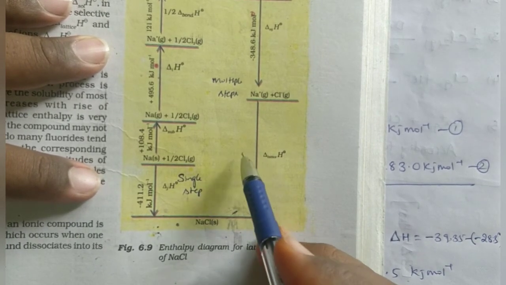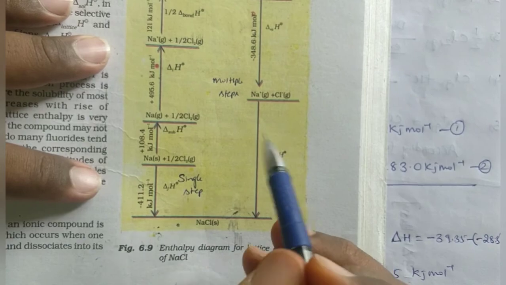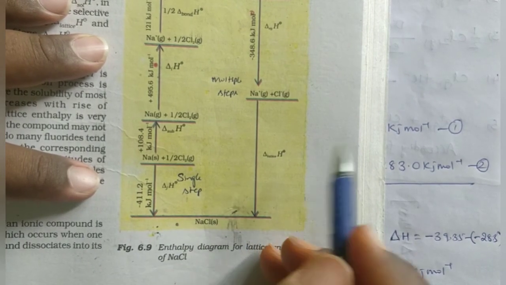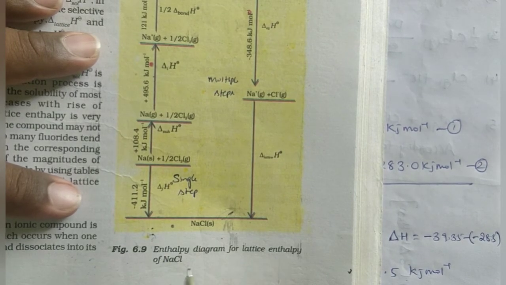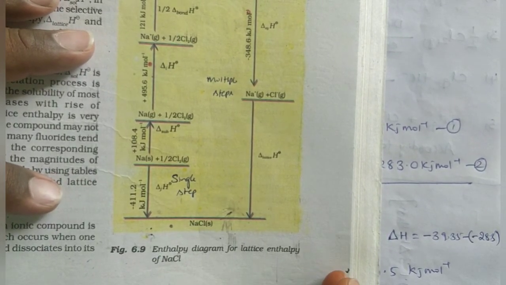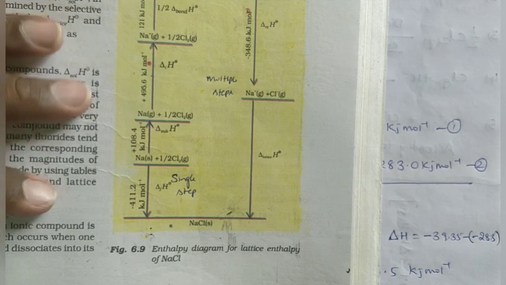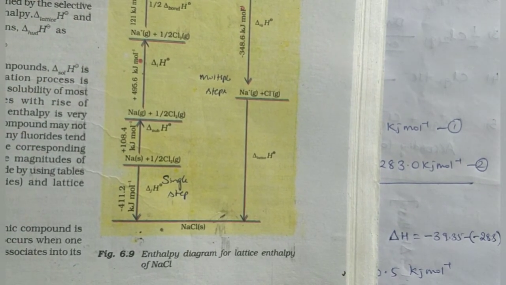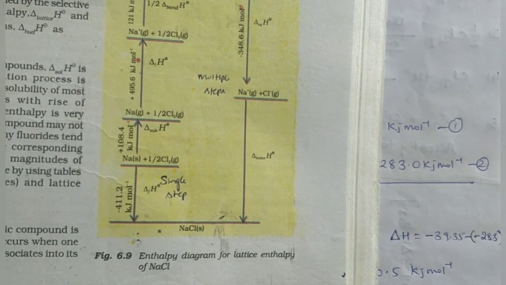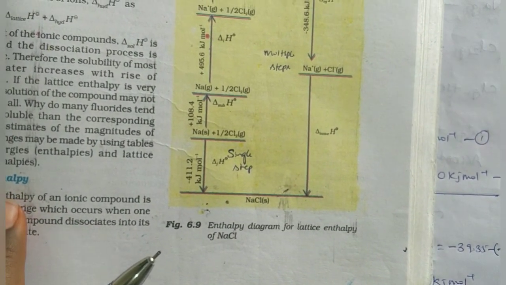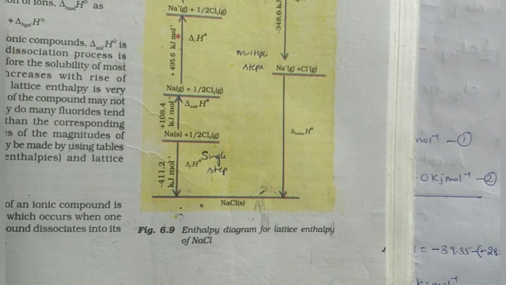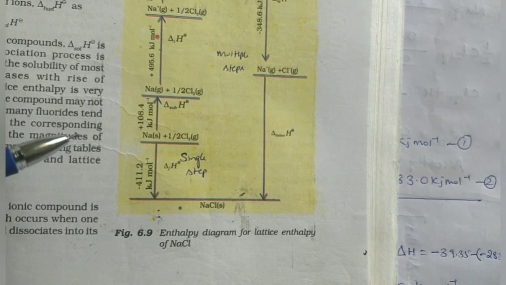They did not mention the lattice enthalpy. If you know these values, the lattice enthalpy can be found. Okay, enthalpy diagram for lattice enthalpy of NaCl. This is the explanation. And I will explain clearly about lattice enthalpy in the next class. Before that, I hope you are clear.